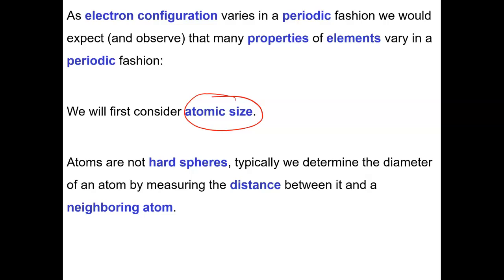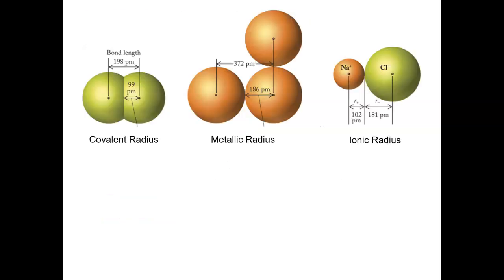Now, it's important to realize that atoms are not hard spheres. And so typically when we determine the diameter of an atom, we're going to do so by measuring the distance between the atom and a neighboring atom. So this is going to depend on the type of compound and the type of neighboring atom. So you will see variations in the size of a given atom depending on how the size of the atom was determined. That being said, the trends should be the same regardless of an absolute value for an atomic radii.